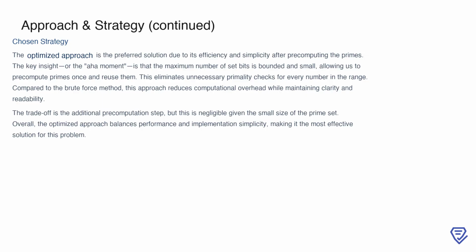The key realization that the maximum number of set bits is small allows us to pre-compute primes once and reuse them efficiently. This eliminates the need for repeated checks, which were the main bottleneck in the brute force method. While the pre-computation step adds a minor overhead, it is negligible considering the small size of the prime set. Ultimately, this approach reduces computational overhead while maintaining clarity, making it the most effective and elegant solution for determining how many numbers in the range [left, right] have a prime number of set bits.